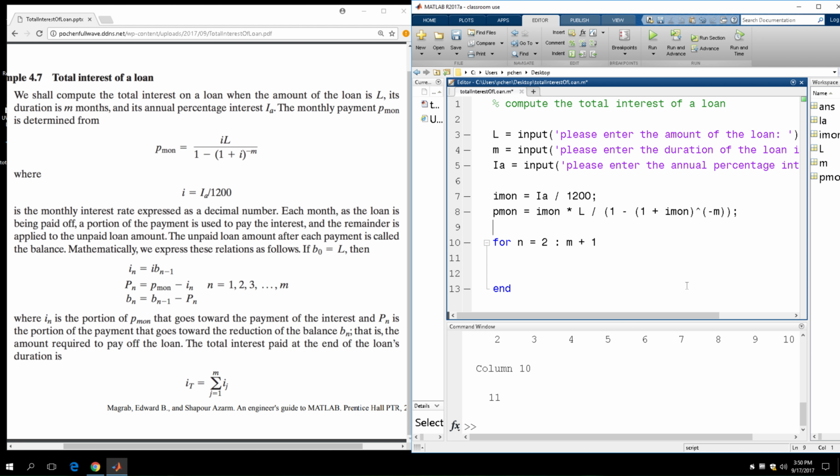Once we have fixed the range of the iterations, from 2 to m plus 1, now let's think about what the data is that we can use in order to solve the problem inside of the loop.